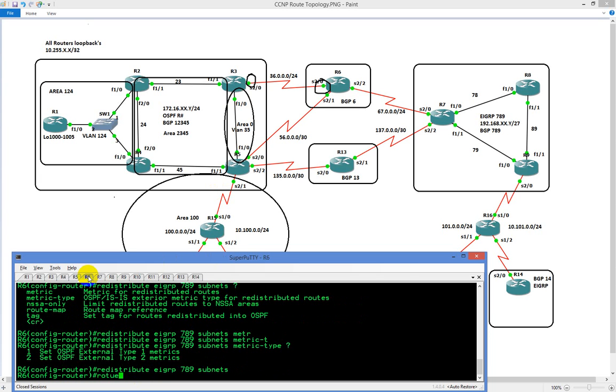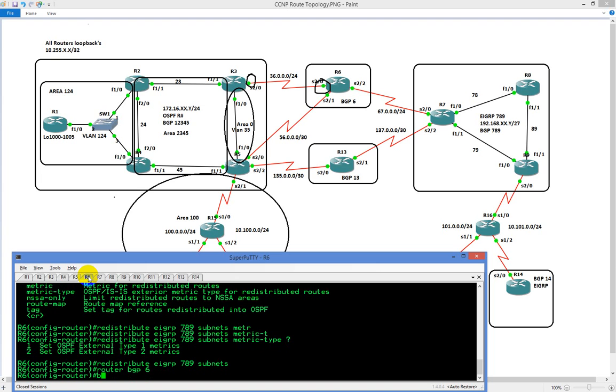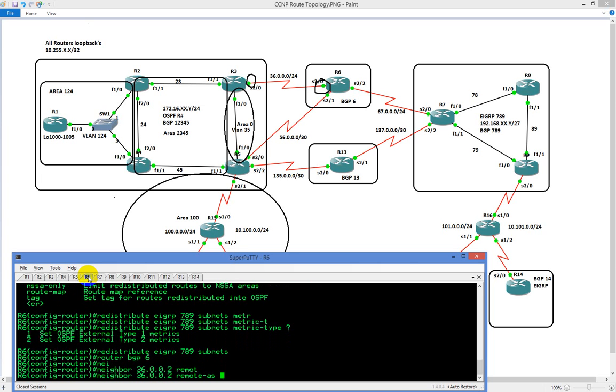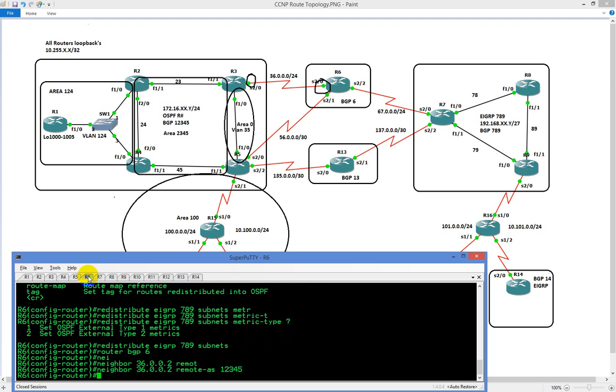I'm going to type in router BGP 6. Type in neighbor 36.0.0.2, remote AS of 1, 2, 3, 4, 5. And now we should form a BGP peering over there. It might take a moment for it to actually kick in, but we will eventually get it.